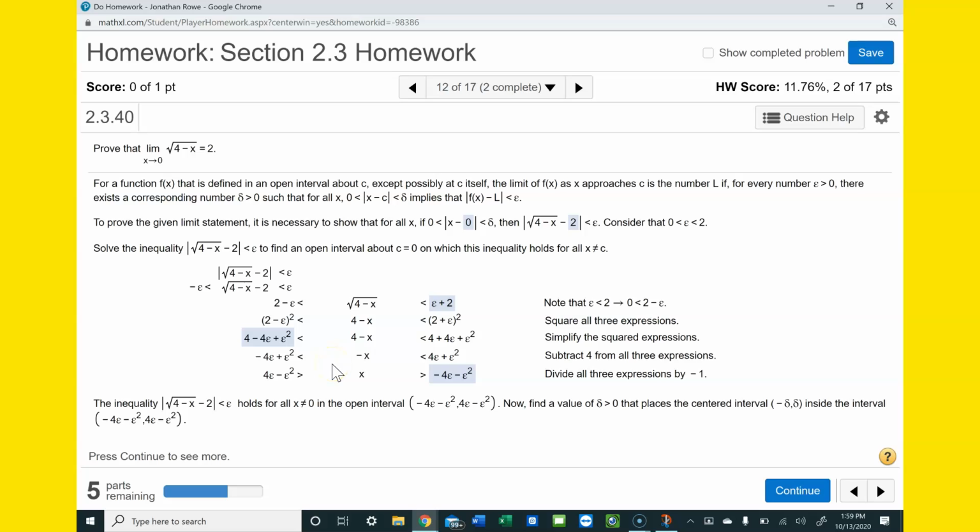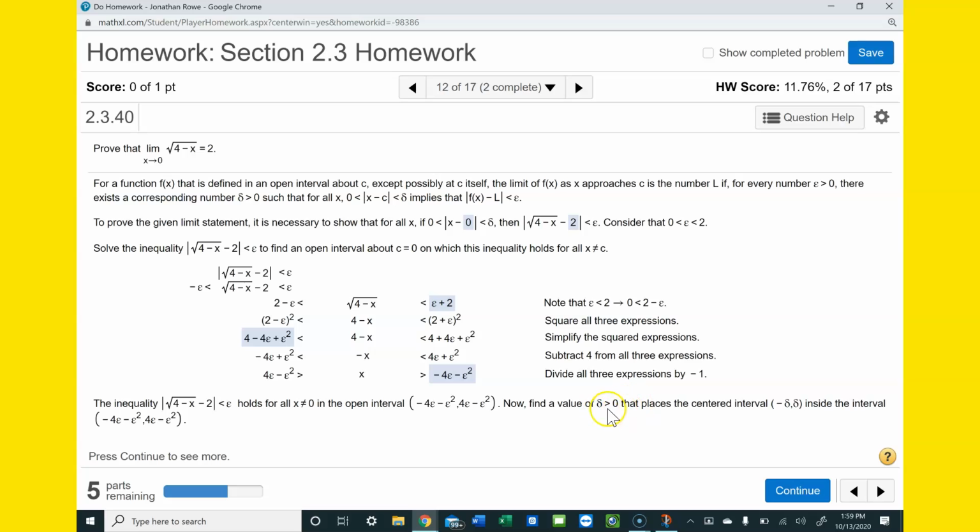Actually, let me point out something that just happened that I didn't point out and I should have. When we divided by -1, what happens to an inequality when you divide by a negative? The inequality flips. So notice, and I didn't even notice this before, they flipped their inequality. So now x is greater than this one and less than this one. So this is the left endpoint. This is the right endpoint. So the open interval is from this value to this value.